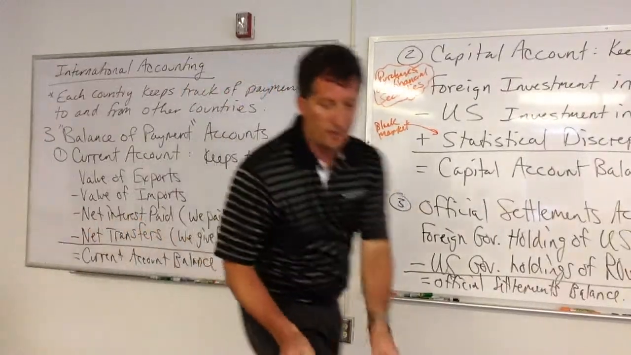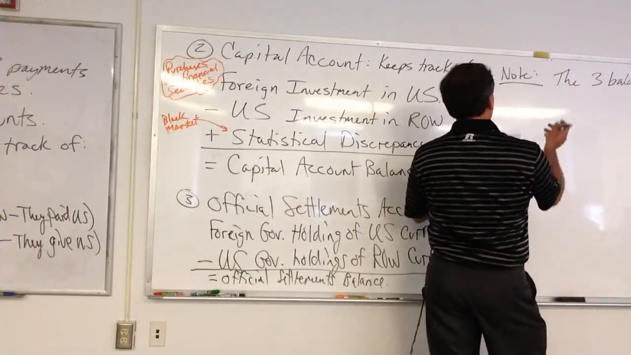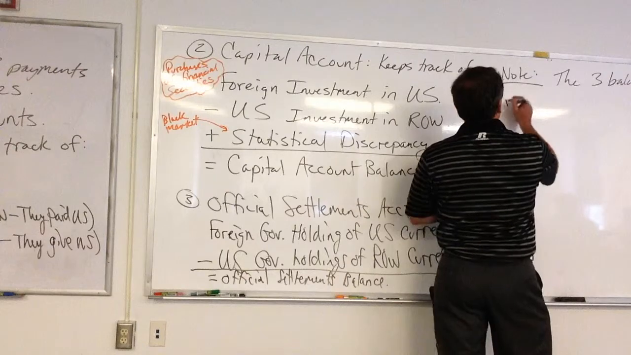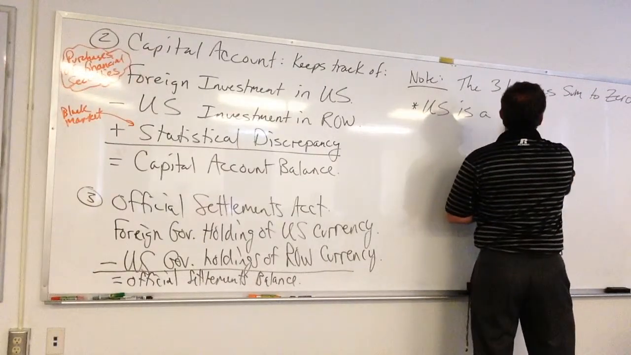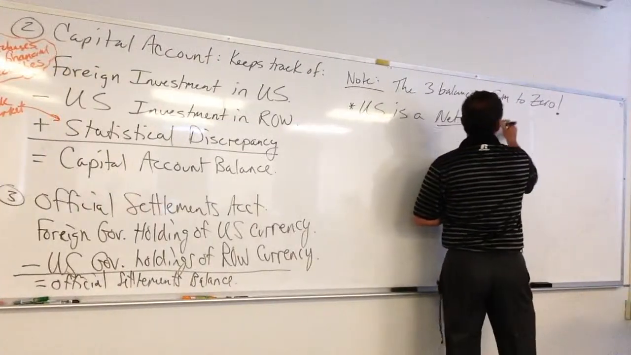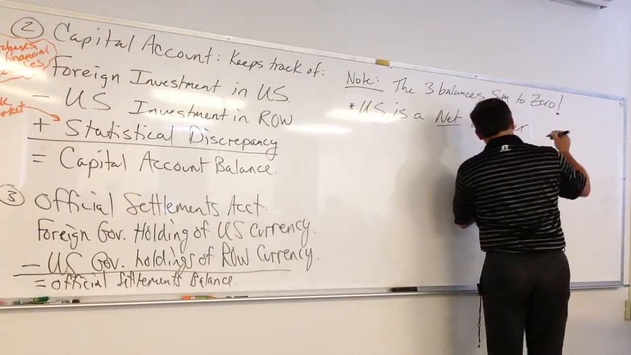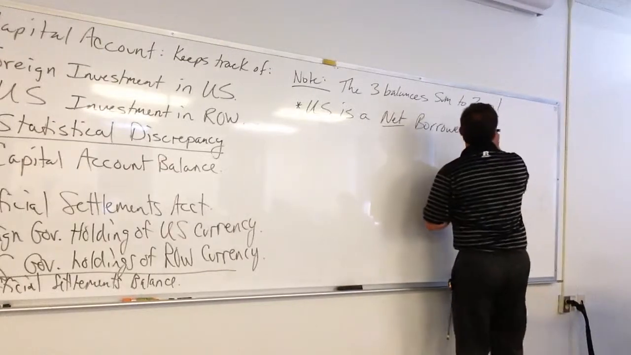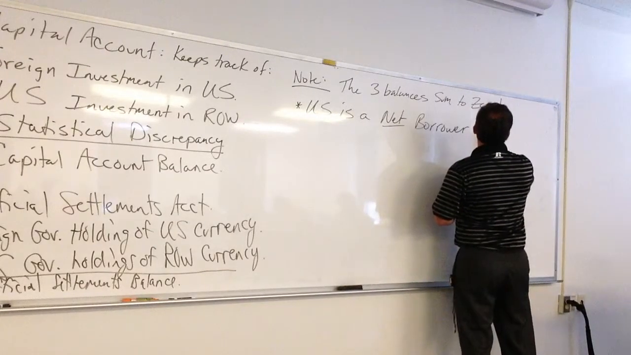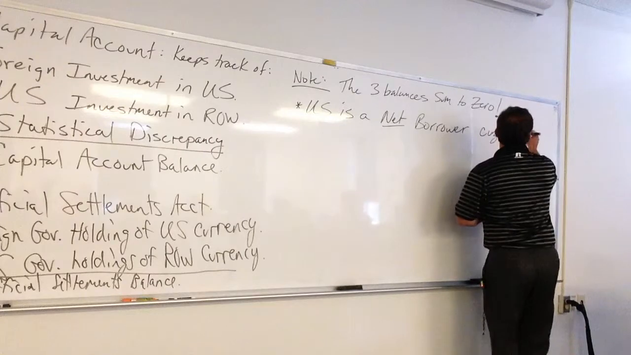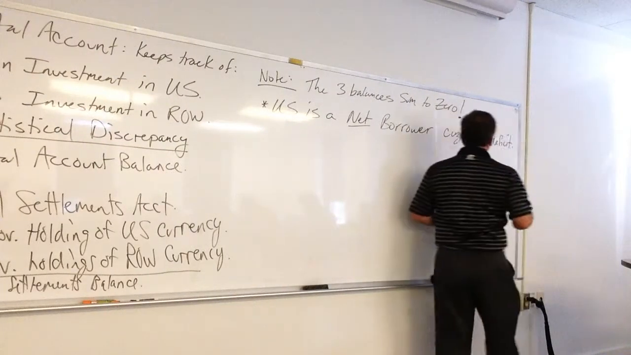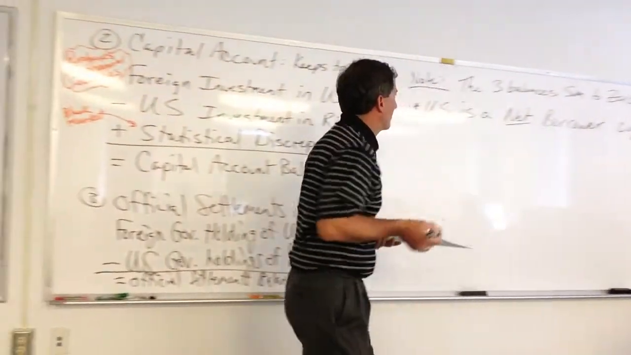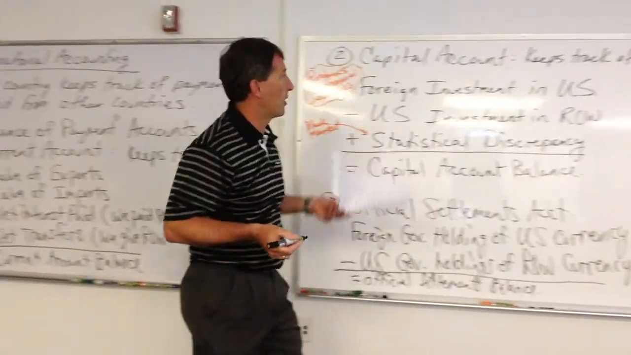Okay, so an important takeaway here is something most of you know from multiple classes. The U.S. is a net borrower, a net borrower, because of the current account deficit. We buy more than we export, and that forces us to borrow.